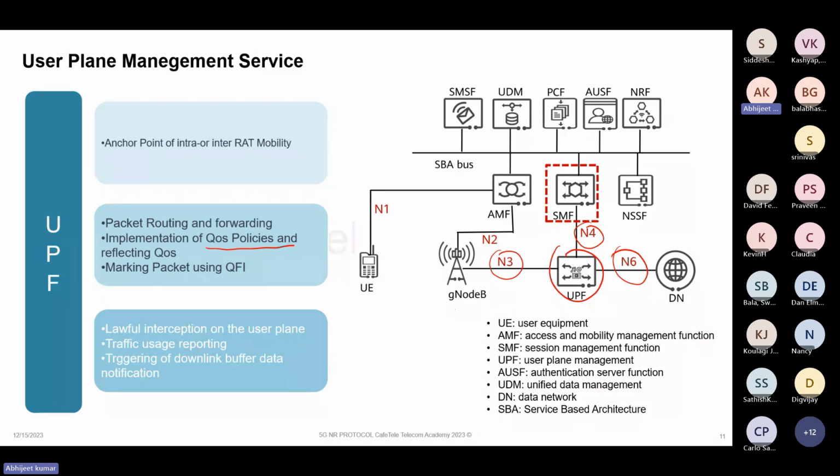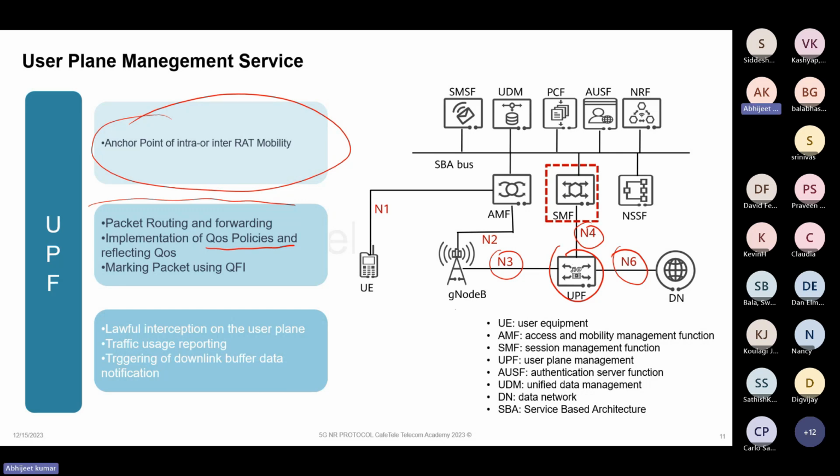So that's why UPF is very important, because UPF will provide you an anchor point for inter-RAT mobility. It's similar to the SGW that they were using in LTE. Here, UPF serves as a fixed point in the network during handover between different radio access network technologies like LTE to NR or NR to LTE. UPF also provides packet routing and forwarding. It manages the routing and forwarding of user plane data packets across the network.